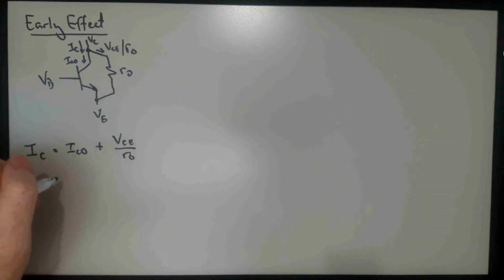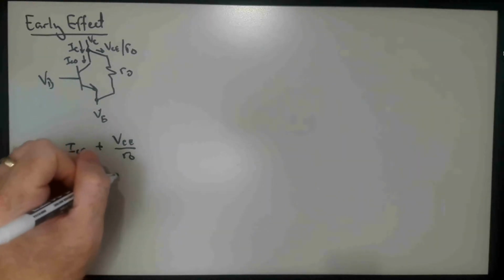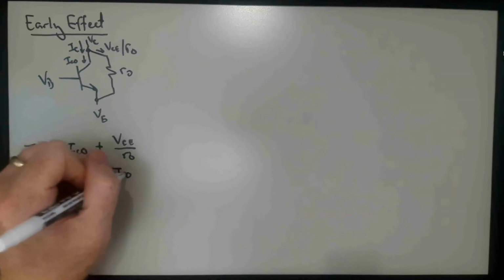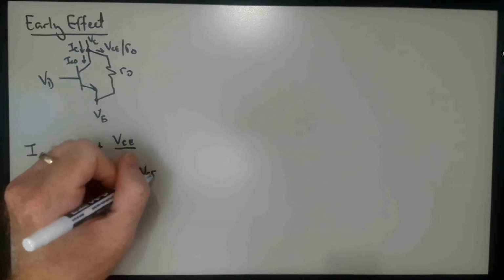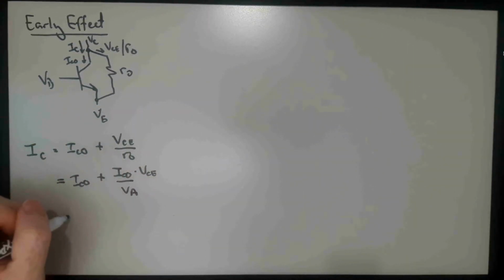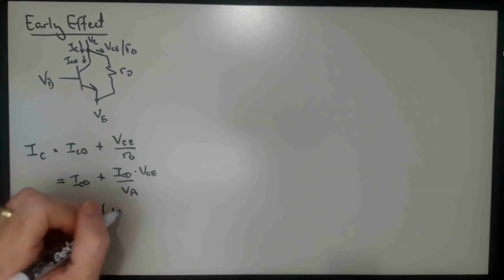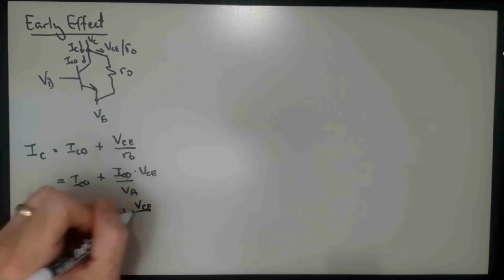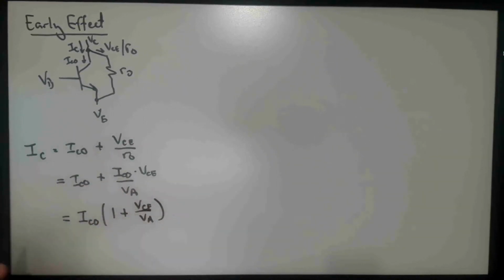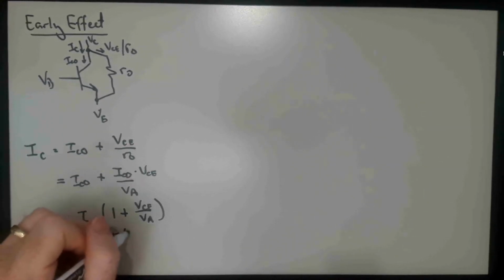And RO we could write as ICO times VCE over VA, and we could factor out the ICO, and we'll have this 1 plus VCE over VA, where ICO is the 0th order collector current, which is just given by our model IS e to the VBE over UT.